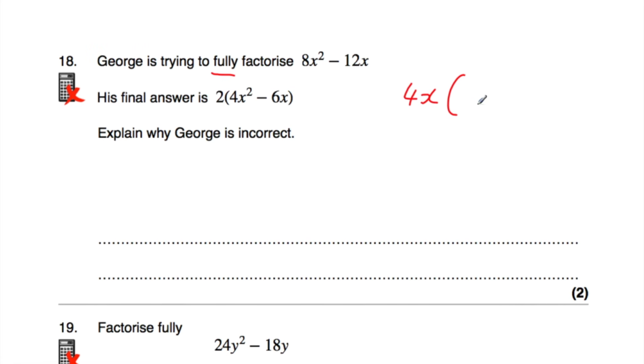Well, 8 divided by 4 is 2. And then we've got x squared divided by x, which would be x. Then a subtract, and then we've got 12x divided by 4x. Well, we've taken the x out already, and then 12 divided by 4 would be 3. So if George was factorising fully, his answer should be 4x, open brackets, 2x subtract 3. But George hasn't done that, he's just taken a 2 out, and so he hasn't factorised fully.